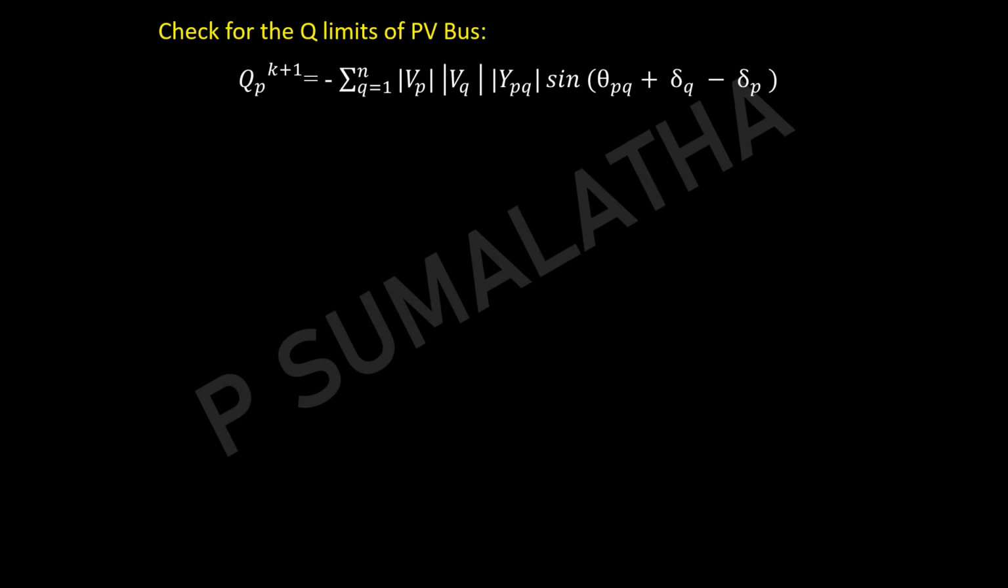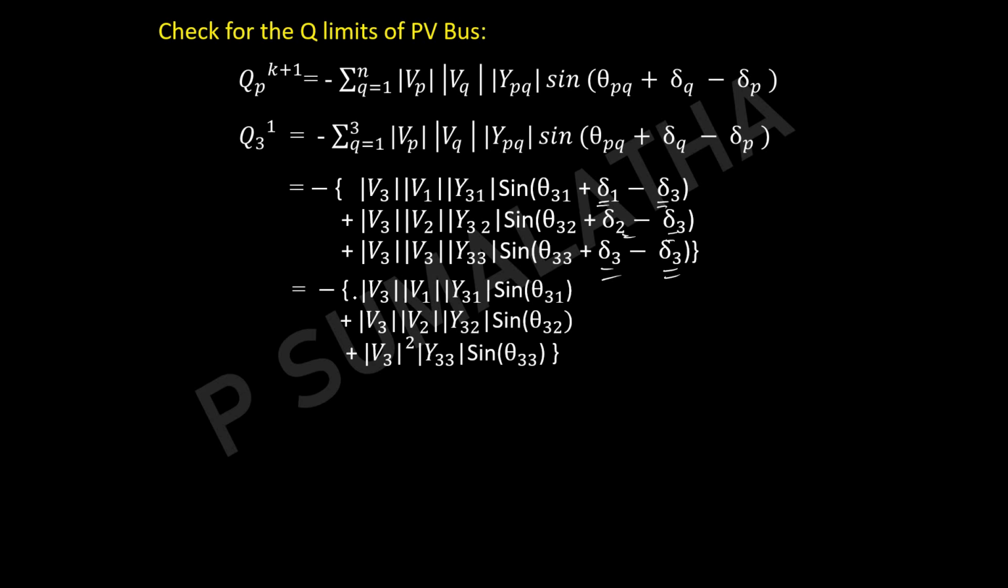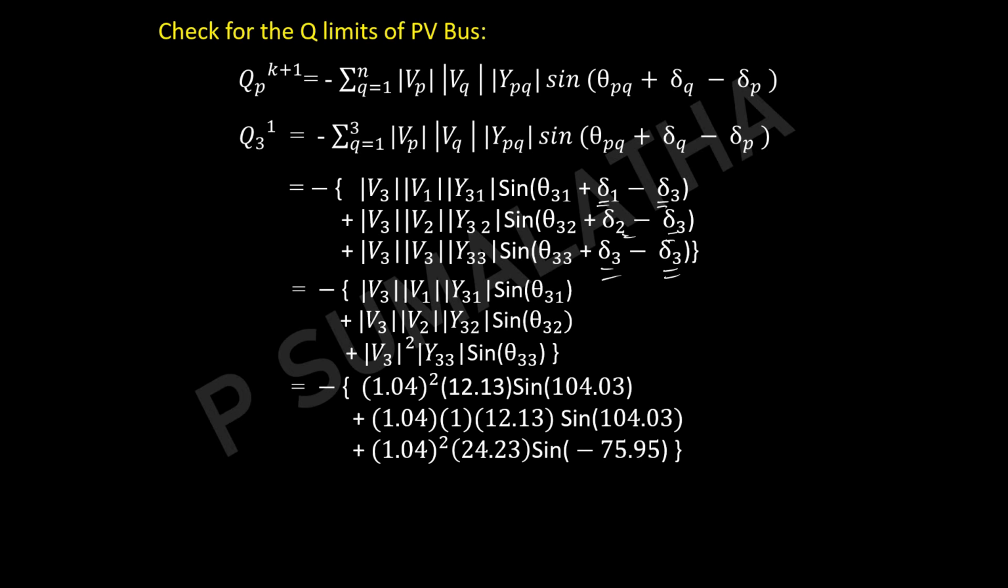This is the equation for Q. We are going to check the Q limits for the third bus. So let us take n equal to 3 and expand the equation here. All the del values are at 0 degrees, so you can eliminate all these del values. The equation becomes like this. Here the V3 value is 1.04 and the V1 value is 1. The mod Y31 value, you know, is 12.13. Mod Y32 is also 12.13, and mod Y33 is 24.23. So we have all these values. Let us do the substitution and simplify. We have got the Q3 value as 0.436.